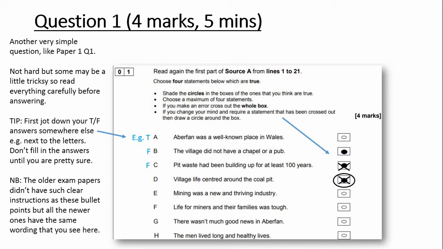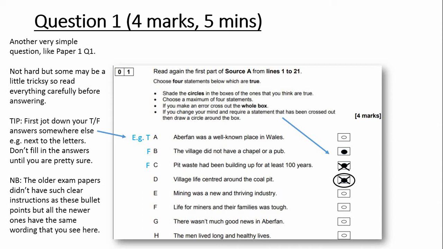Now, you'll see my first tip. As you do it, I would first of all jot down your true or false answers somewhere other than in the boxes for the real answers. A good place to do it would be, as I've done on this demonstration here, next to the letters, and perhaps write down true or false or T or F. Work out what you think are the correct answers. It says don't fill in the answers until you are pretty sure. The reason for that I'll come on to in a moment.